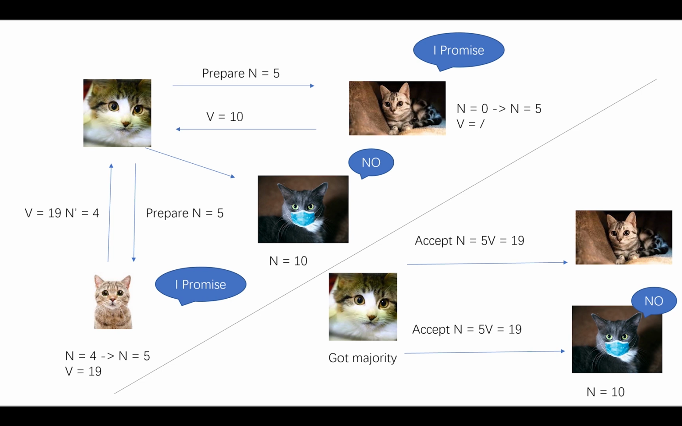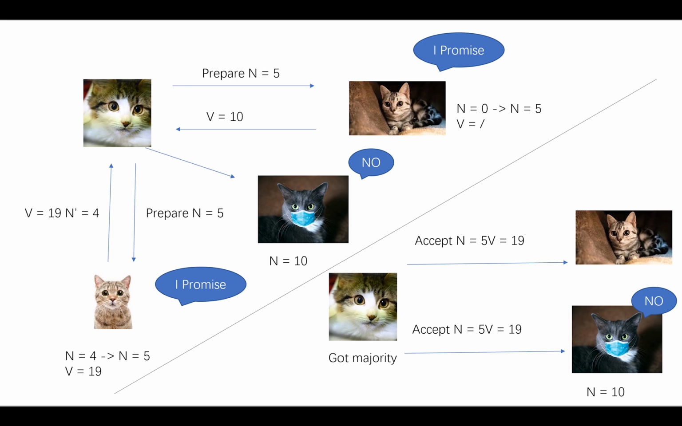The cat in the middle has n equal to 10, so it doesn't care about this proposal. The cat below has n equal to 4, so it updates to n equal to 5 and makes a promise of not accepting any proposal with n smaller than 5. But it has a value v equal to 19, so it sends 19 to the green cat, the proposer.